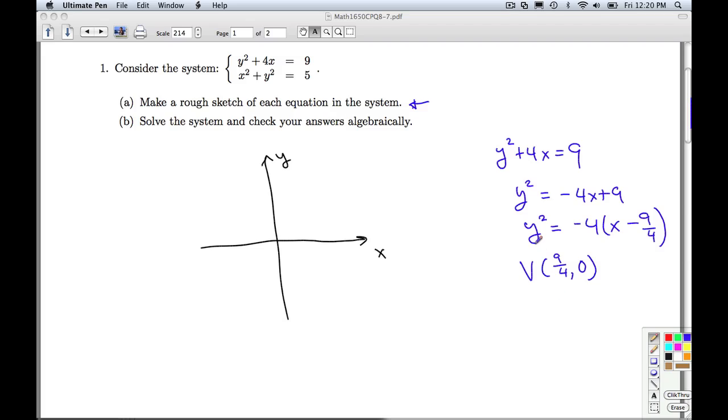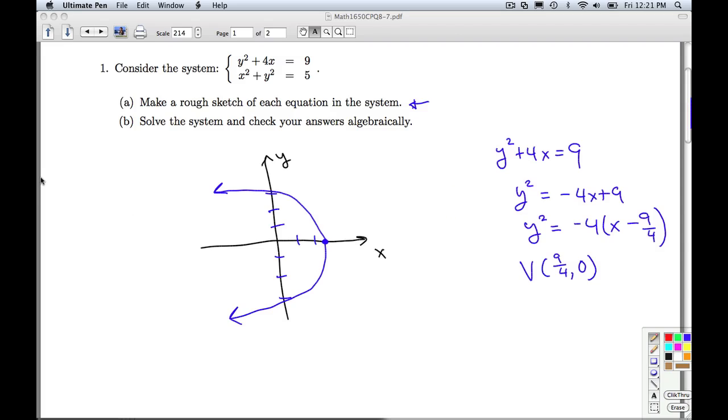Since it's the y that's being squared, and we have a negative coefficient of x, it's going to open to the left. So this is 2 1/4 is where the vertex is, going to open this way. To give us an idea how wide it is, let's see what the y-intercepts are. If I zero out the x, I would get y squared equals 9. That gives me y equals plus or minus 3. So that's the sketch of the parabola.